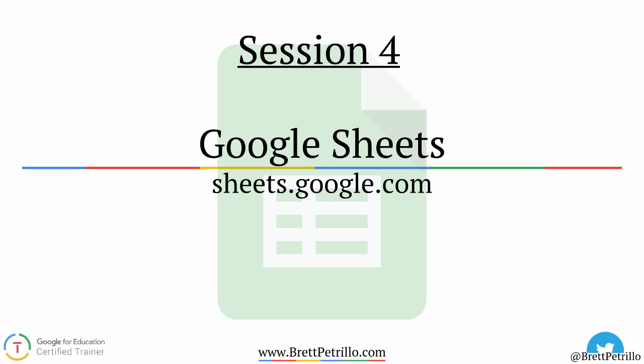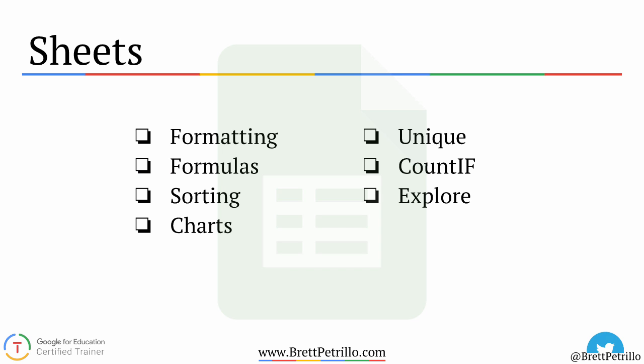In session 4, we got into Google Sheets, and we took a look at how we can format a Google Sheet so that it doesn't just look all boring and the such. We explored the basic formulas as far as sum and average and max and min. We looked at how we can sort the data in different columns and how we can create charts from the data that is there in your Google Sheet.